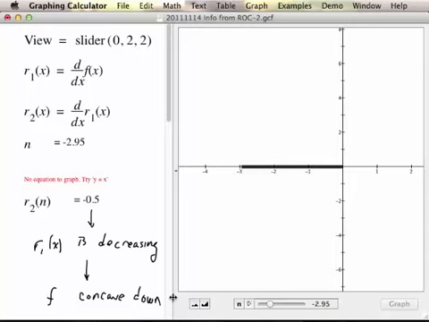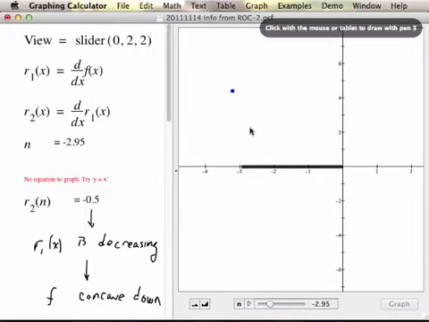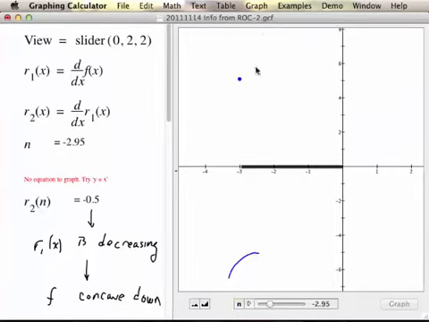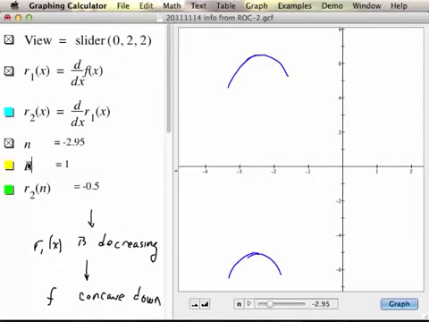Okay, so we've got something like this, right here. We don't know how high up or down it is. It could be down here, or it could be up here. But we know that it's just concave down, is all we know. Something like this. Now I'm going to show you what R1 is at that moment.